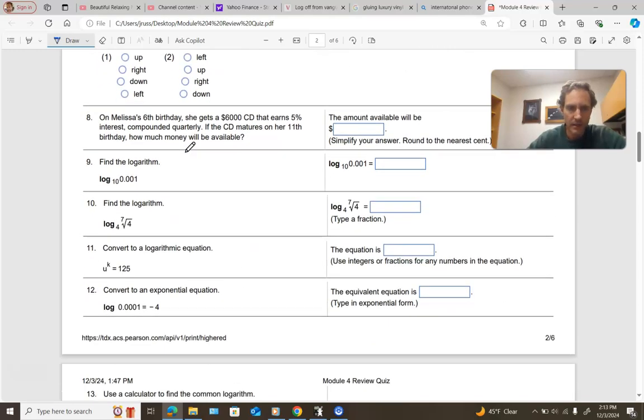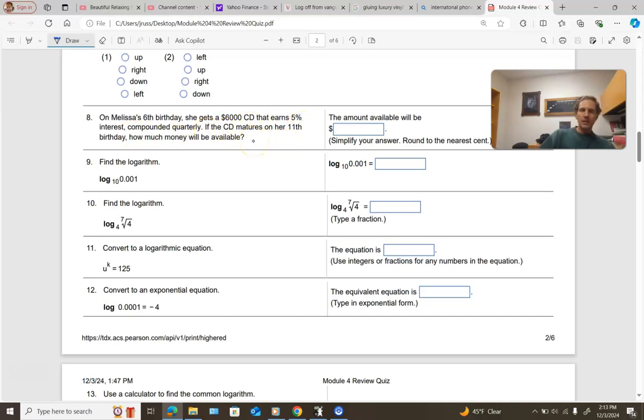All right, number 8 here. So this situation here exhibits exponential growth. Okay, remember us talking about the growth of an investment that earns compound interest. So it says on Melissa's 6th birthday, she gets a $6,000 CD that earns 5% interest compounded quarterly. If the CD matures on her 11th birthday, how much money will be available?